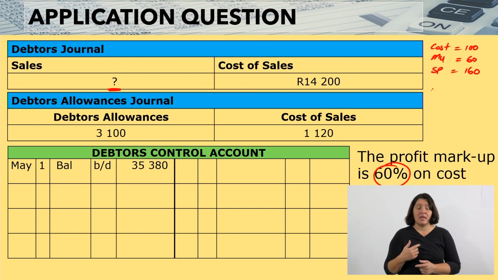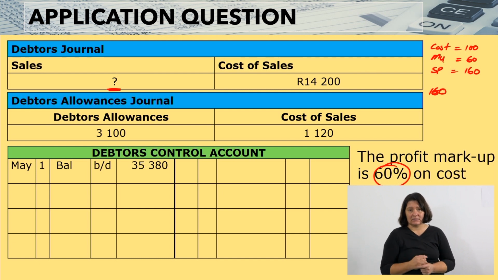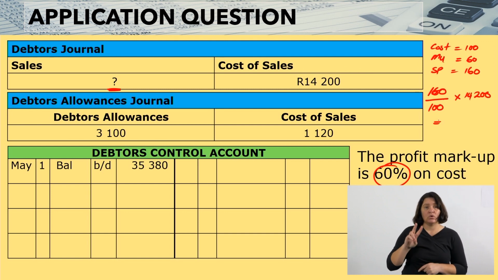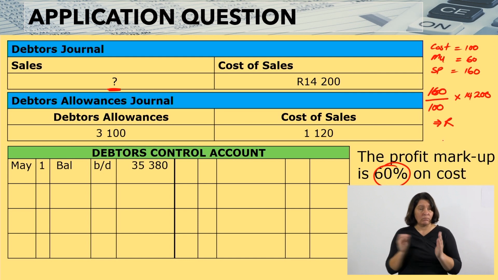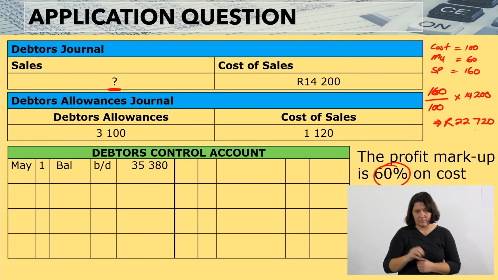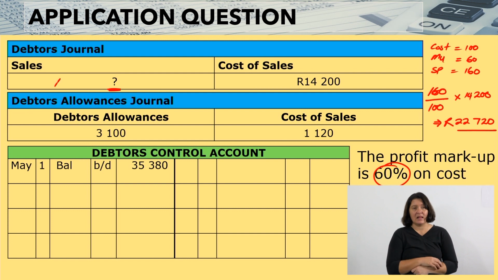What I want in this particular question is my 160, which is my selling price. That is what I want. I want 160, and what I have is 100 multiplied by 14,200. Quickly punch that in your calculator. You should get an amount of sales, which is 22,720. So my sales here will be 22,720.